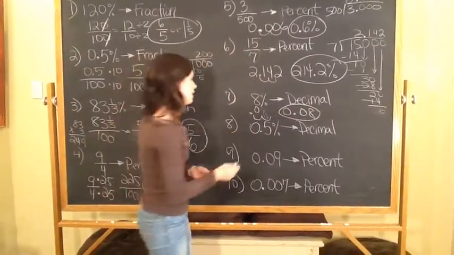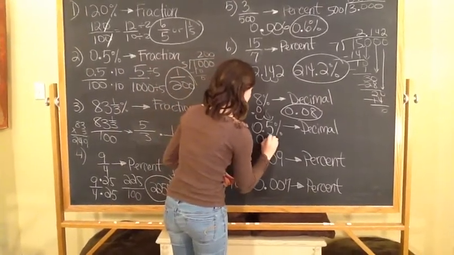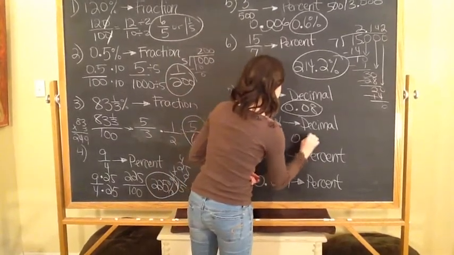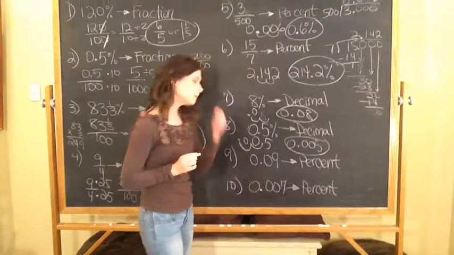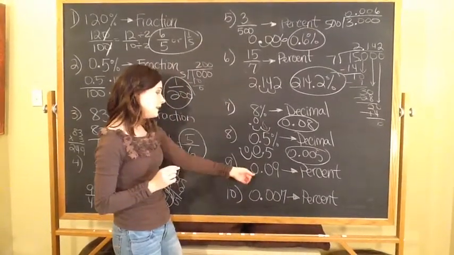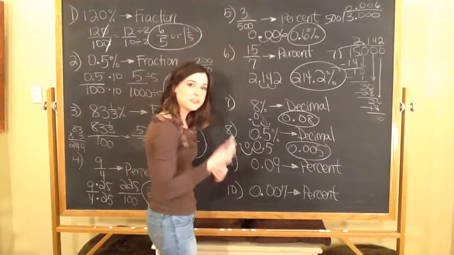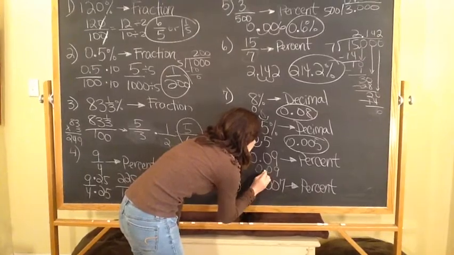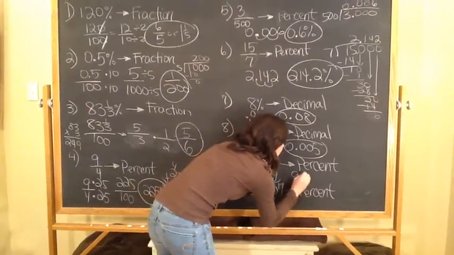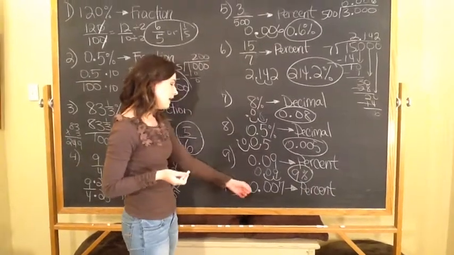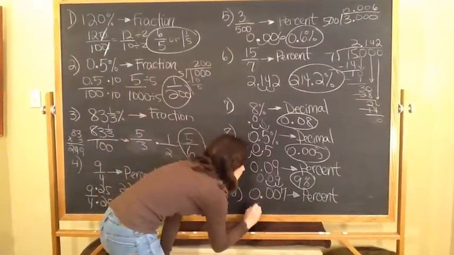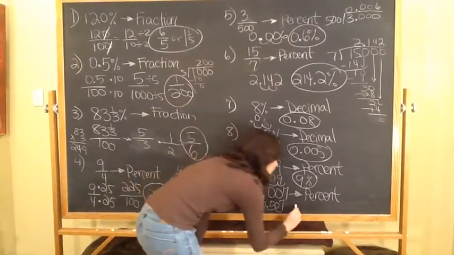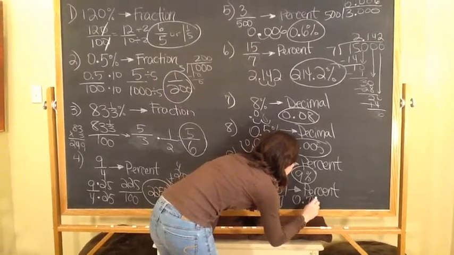Now 0.5%, we're going to go ahead and take 0.5, move it 2 places away from the percent sign, and we're going to have 0.005. That is our decimal. Number 9, we're going to go ahead and take this decimal and make it a percent. So in order to make it a percent, you want to move 2 places towards the percent sign. So we have 0.09. We're going to move it 2 places to the right. So now we have 9%. And our last one, we have 0.007. So we're going to take 0.007, move our decimal 2 places to the right, and we're going to have 0.7%.